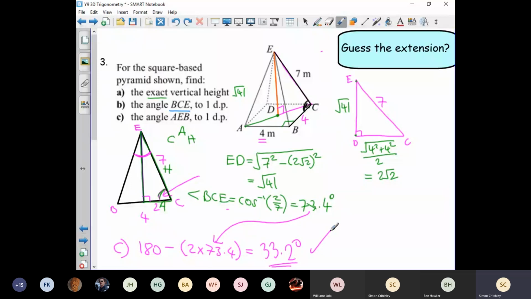Could have done that in lots of ways. You could have gone back and worked out this little angle in here. That would have been okay. Inverse sine, but that's quite a nice strategy, using our rule of angles in a triangle adding up to 180 to get us to that angle as well. Right, okay. One for you to do.